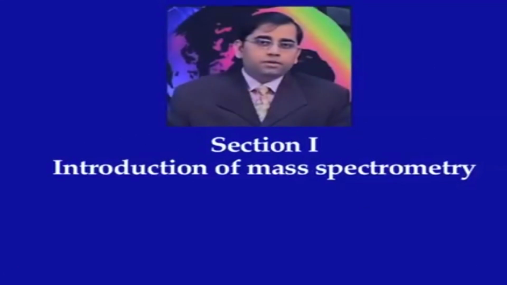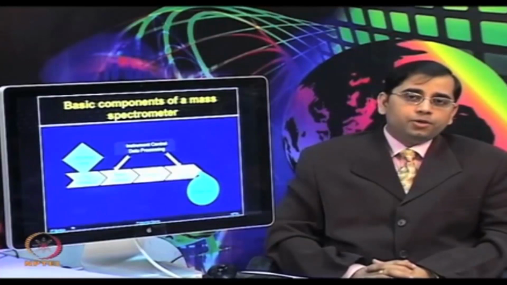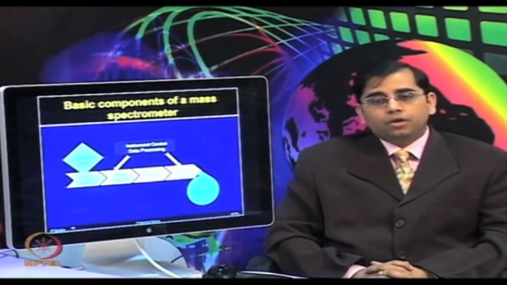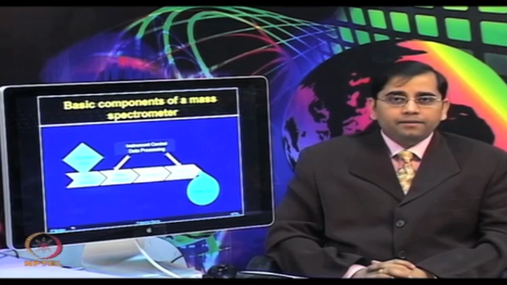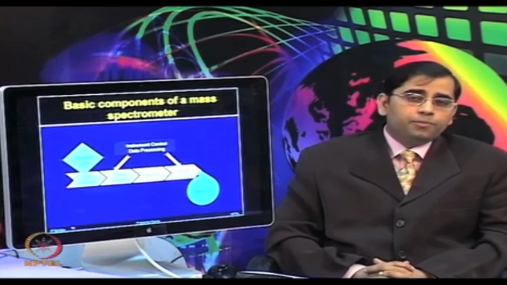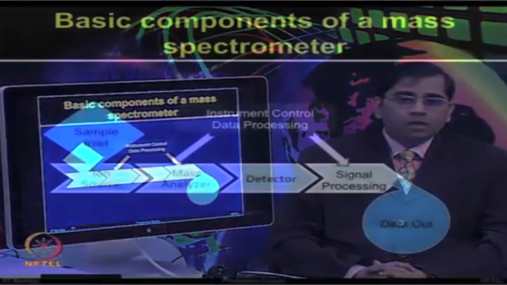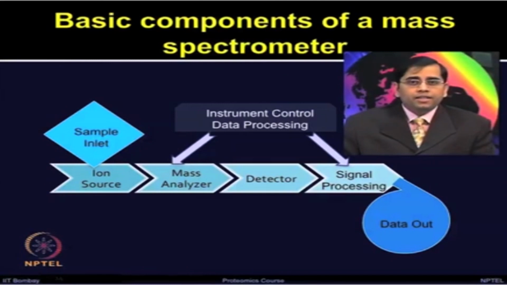Now, let us talk about different parts of the mass spectrometer. The major components include the sample inlet, ion source, mass analyzer, detector, signal processing components, and data output. Let us look at each of these components in a little more detail. Sample inlet: it transfers a sample into the ionization source. The ion source or ionization source converts neutral sample molecules into gas phase ions.